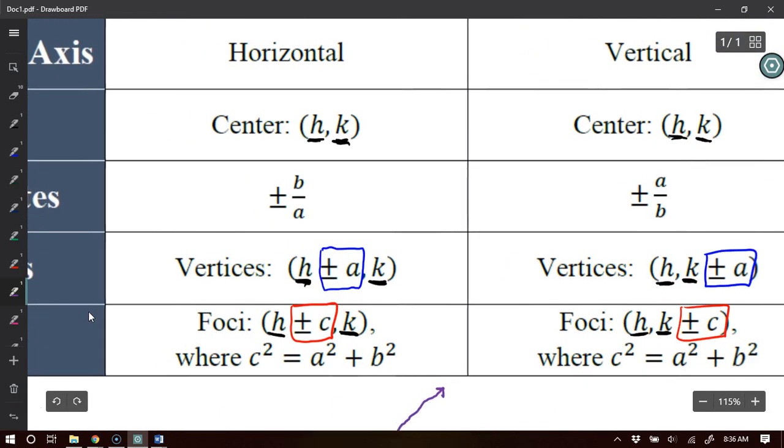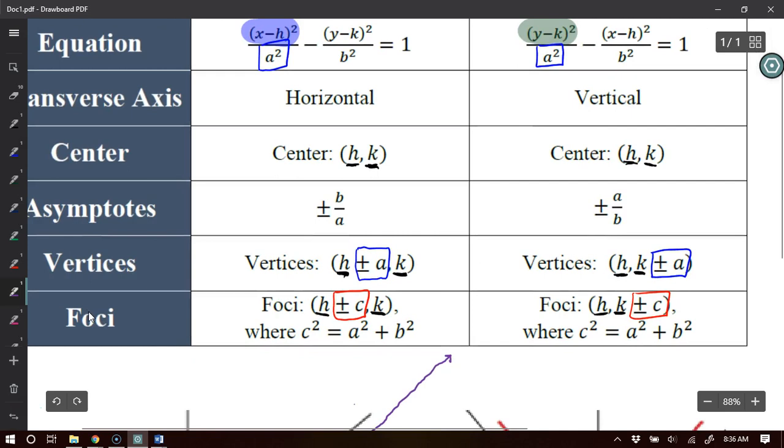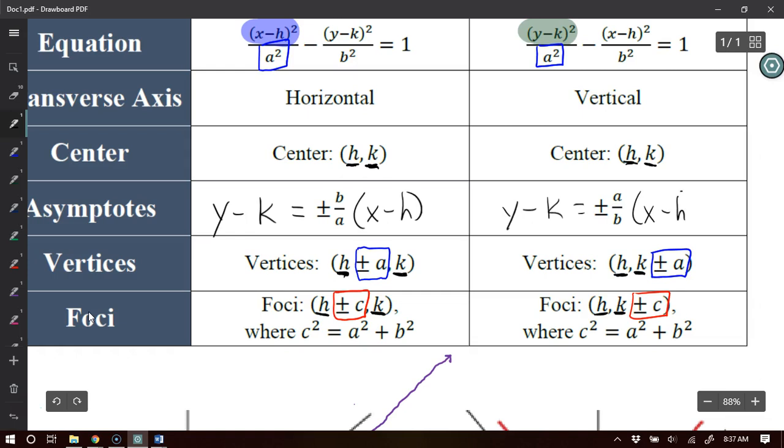Now, the part that's missing on this formula sheet, it's on yours, so I'm going to put it on here, is the equation. We're going to use point slope form. y minus k equals plus or minus b over a times x minus h, or y minus k equals plus or minus a over b times x minus h.